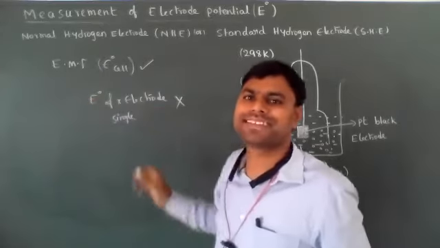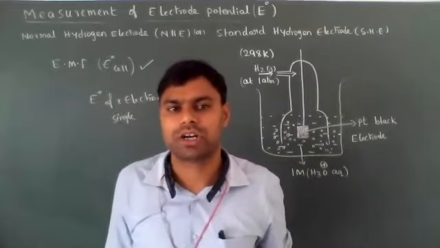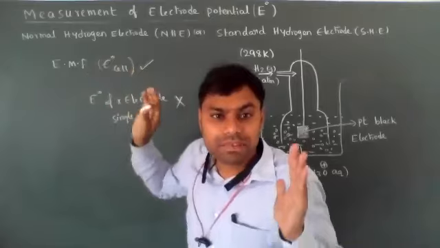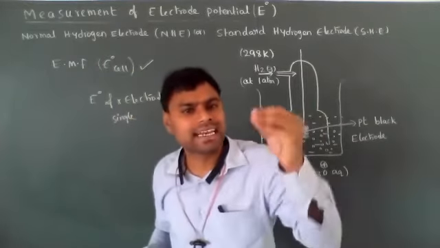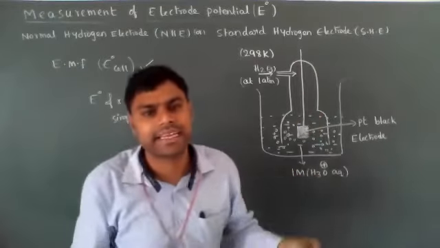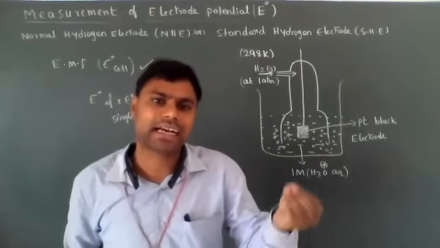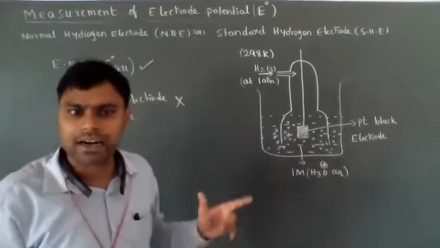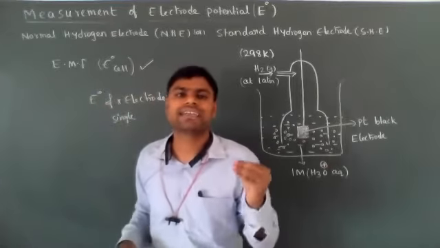The electromotive force of the cell can be determined by using a potentiometer, so we can measure it directly. But a single electrode, which may be an oxidation electrode or a reduction electrode, has an electrode potential we cannot measure directly. So in that case we need a reference electrode. What is a reference electrode? It is an electrode whose electrode potential is already known. That type of electrode is called a reference electrode.